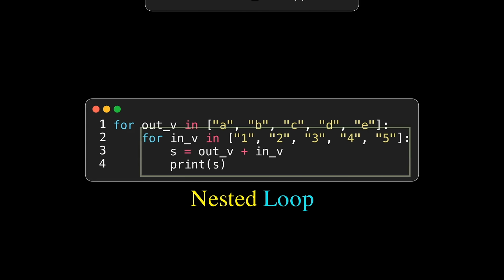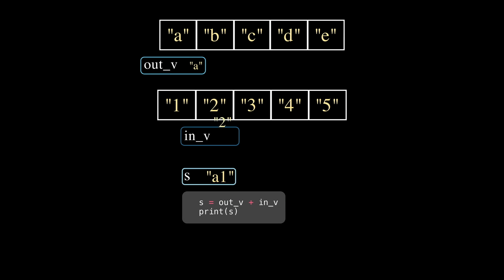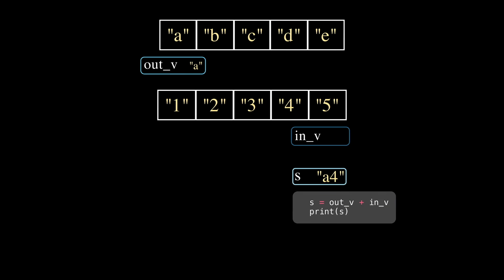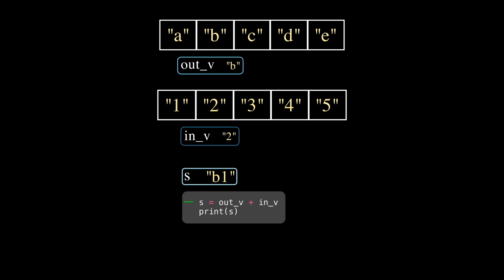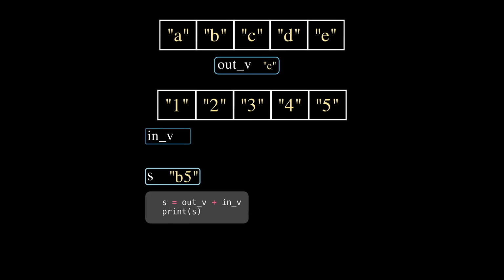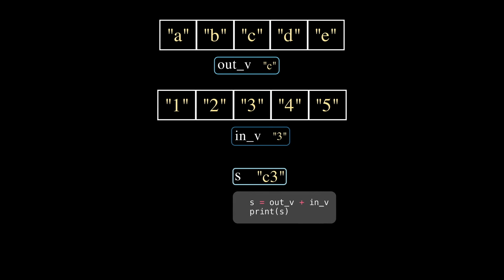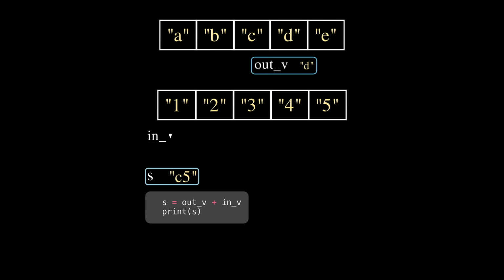So if we were to look at the output generated by the print statement here, it's going to look something like A1, A2, A3, A4, A5, B1, B2, B3, B4, B5. You kind of get the point. You also notice the value of the outer loop variable is persistent for the entire duration of the inner loop.